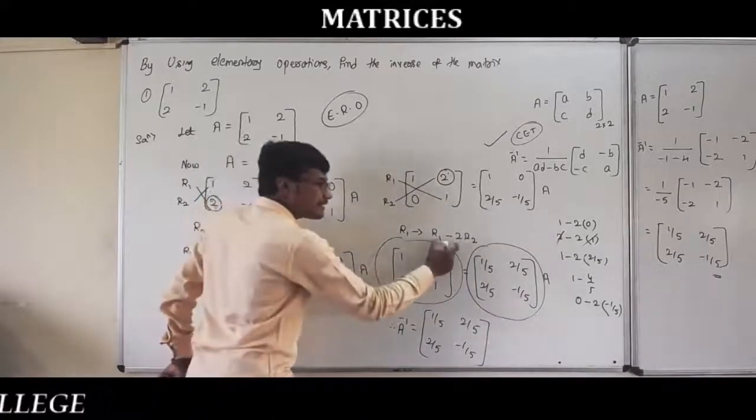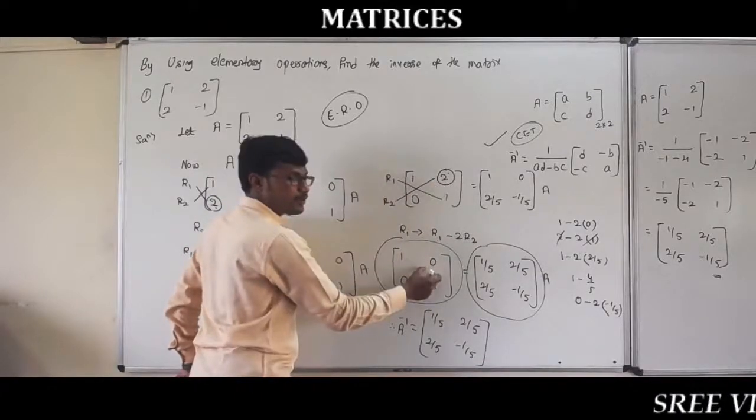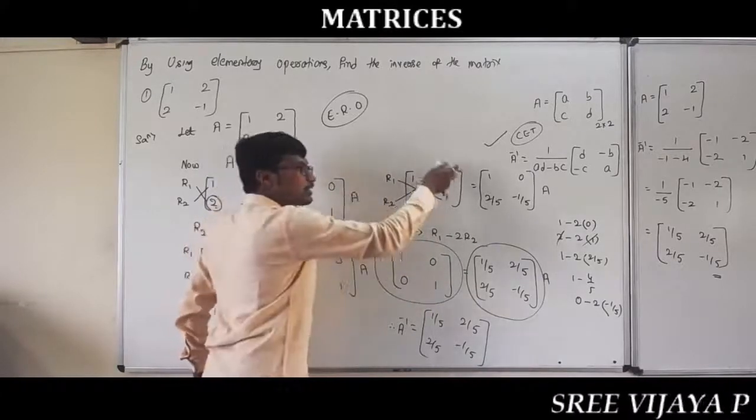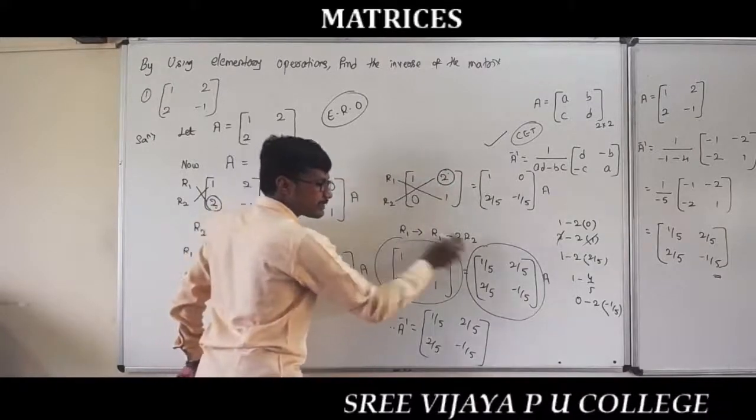If you apply this elementary operation, compulsorily this element must be 0. Don't bother about the other elements. So what I have here, this one must compulsorily be 0. Okay, now R1 changes to R1 minus 2R2.